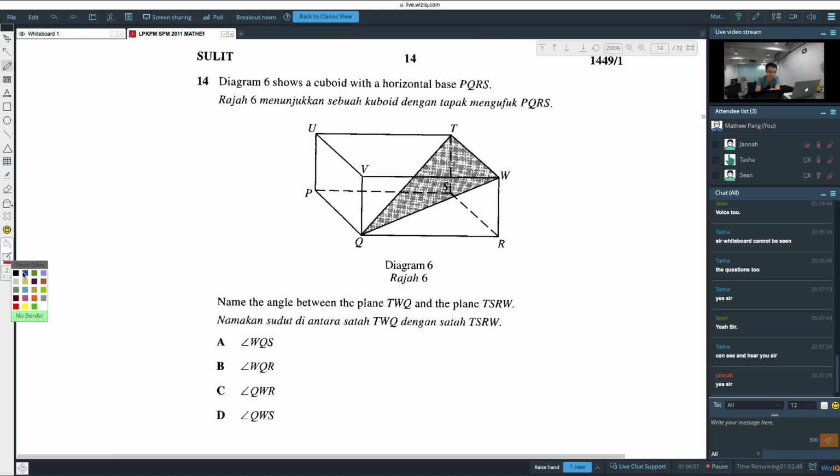Okay, for this one, name the angle between TWQ and the plane TSRW. TSRW basically is the plane at the back here.